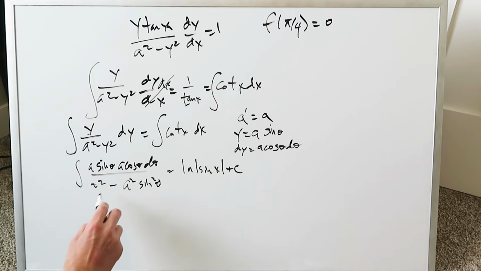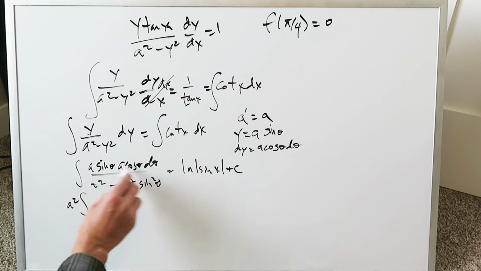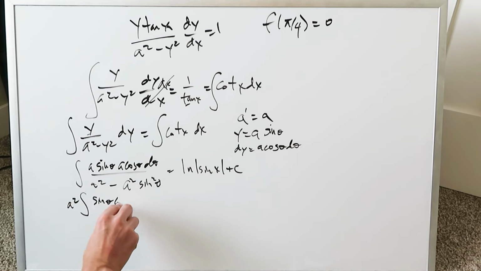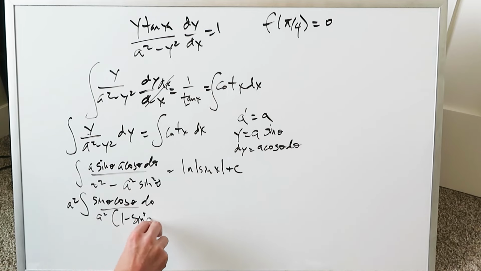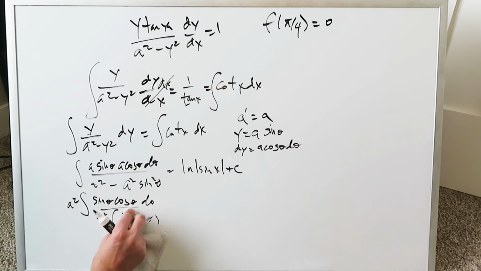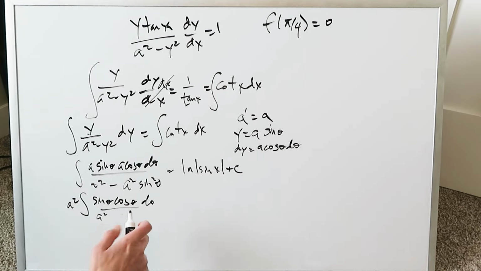When you clean this up, you're looking here at an a square from the numerator, you have a sine theta cosine theta d theta. Here you'd isolate an a square, and then you'll have 1 minus sine square theta. But this 1 minus sine square theta, by means of the Pythagorean identity, is equal to cosine square theta. And you can bring that into play right here. So we have a square cosine square theta.